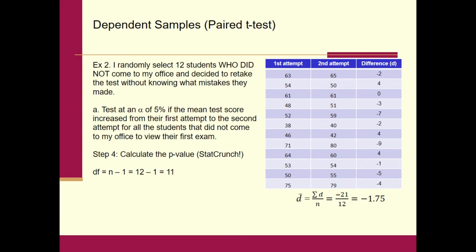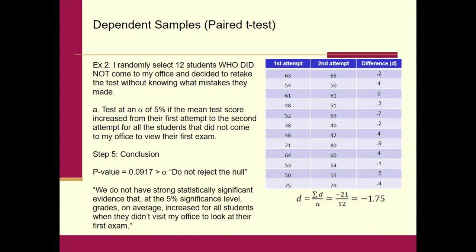I'll assume that you can look this up in StatCrunch. The degrees of freedom turned out to be 11. And when I looked it up, it turned out to be 0.0917 for the p-value. All right, well, at an alpha of 5%, we're going to say do not reject the null. We do not have strong evidence that the alternative was correct, meaning that we don't have strong evidence that on average there was an increase for all the students. And so they probably should have looked at their first exam, right?